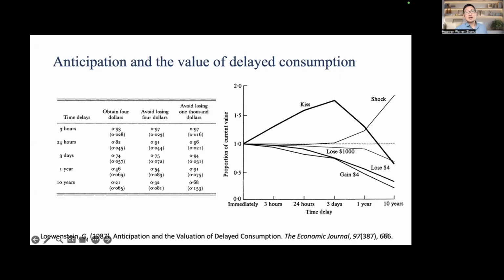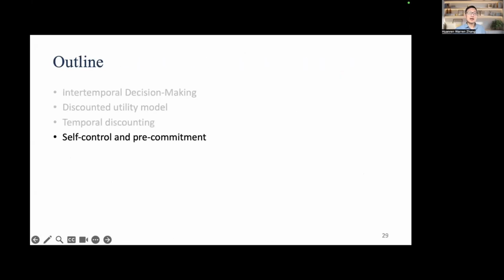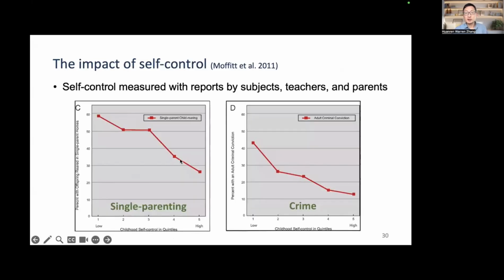So that is discounting. And the last topic I want to discuss is self-control. So self-control, of course, is related to intertemporal decision-making because it's a great example of time inconsistency. And self-control is also quite important, right?